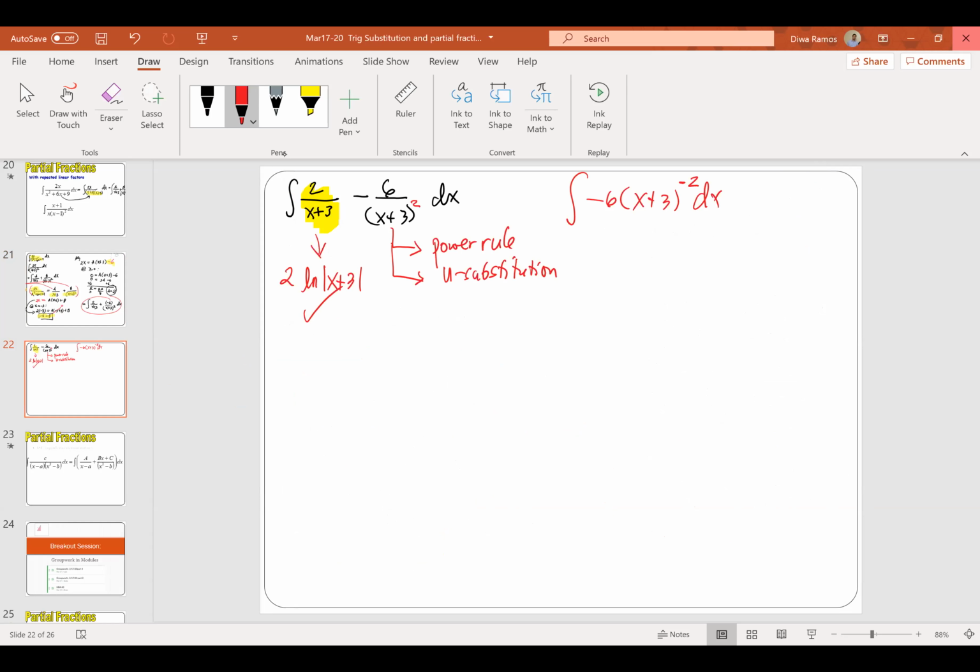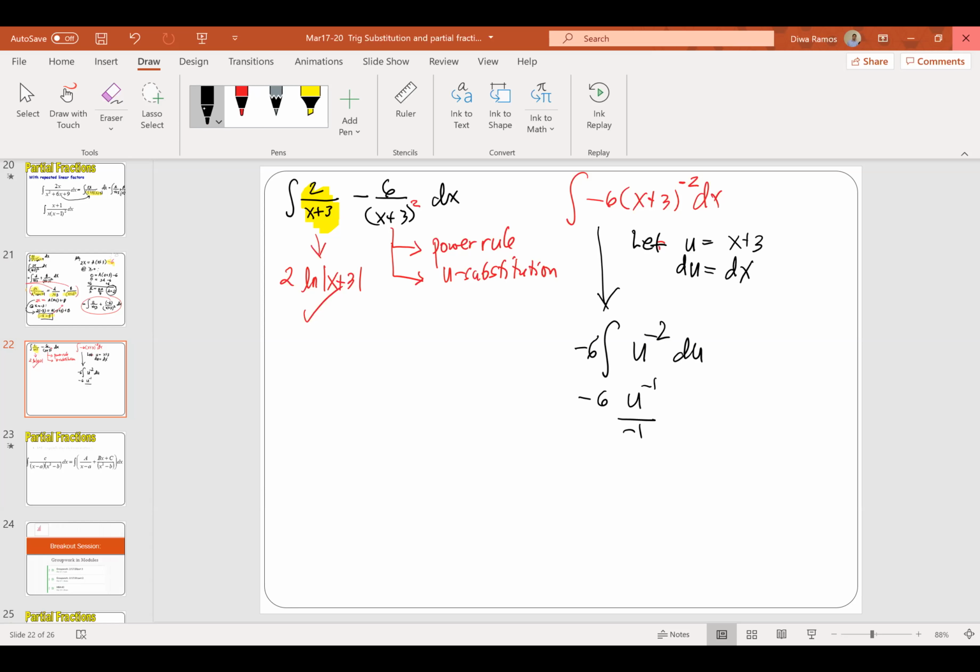And we can just let u here, actually, just a different marker. So let u be equal to x plus 3. So du, the derivative of that, is just 1, so that's just dx. So this becomes the integral, well, I could throw a -6 out, of u to the -2 du. And that would be -2 plus 1 is -1, so u to the -1 over -1, plus C, of course.